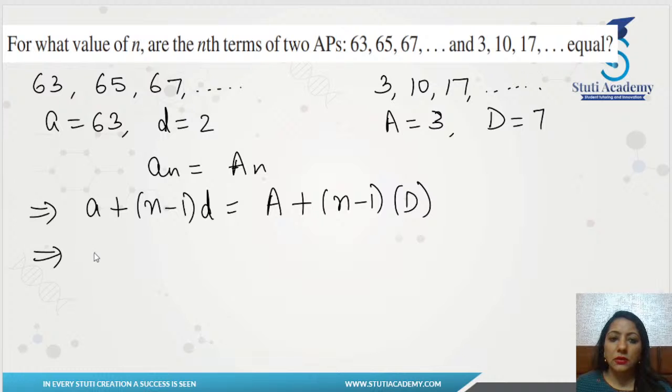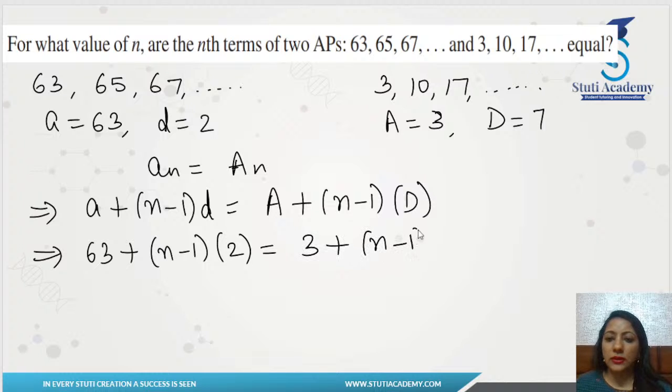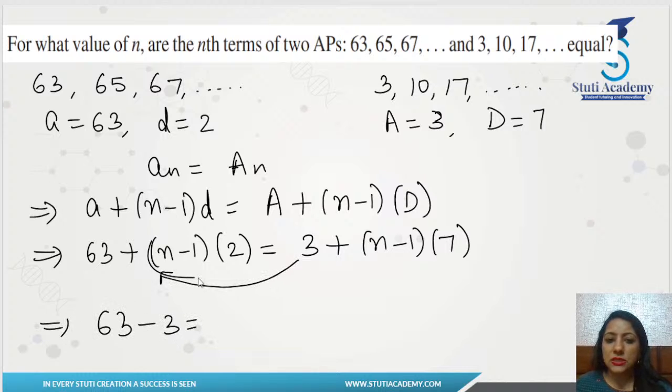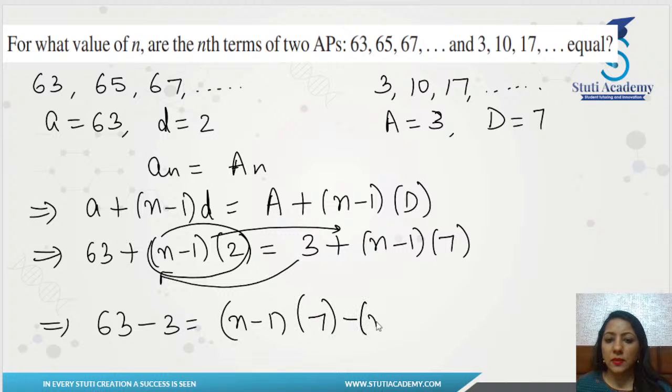So we'll write here 63 plus n minus 1 into d, that is 2. And this is 3 plus n minus 1 into 7. Now if we take this 3 to the other side, we will get 63 minus 3. And I'm taking this entire term on the right hand side, so I will get n minus 1 into 7 minus n minus 1 into 2. We can write this 63 minus 3 as 60.